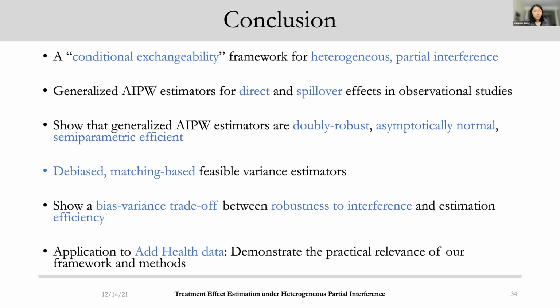The conventional plugin estimators are biased. To address that problem, we proposed the debiased matching-based feasible variance estimators that are consistent. And we show a bias variance trade-off between the robustness to interference and estimation efficiency.